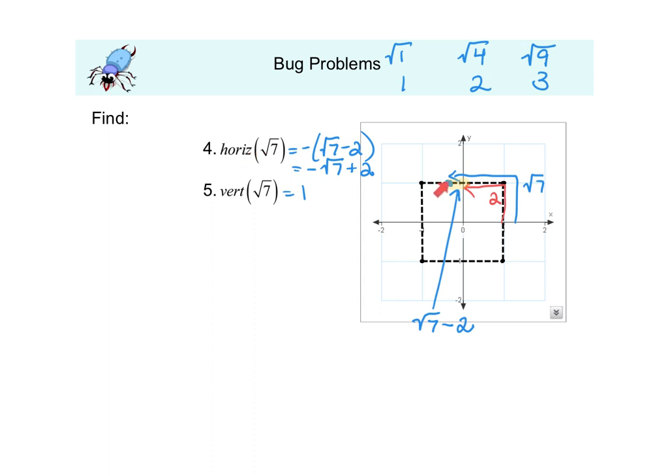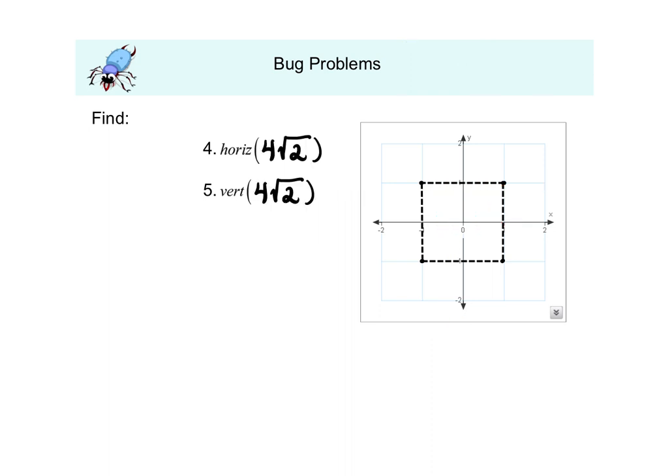So the next thing I need to do is figure out what both my x and y coordinates are here. From here to here is square root of 7 units. From here to here is 2. This distance is square root of 7 minus 2. But x is negative in quadrant 2, and therefore the horizontal is the negative of that quantity, and that negative gets distributed in. My vertical of the square root of 7 is 1. It's 1 above the x-axis.